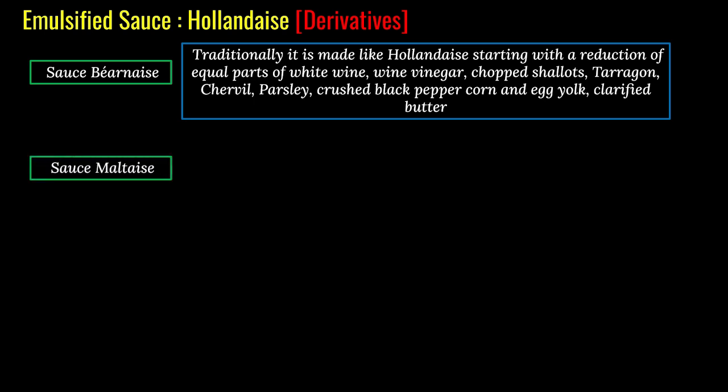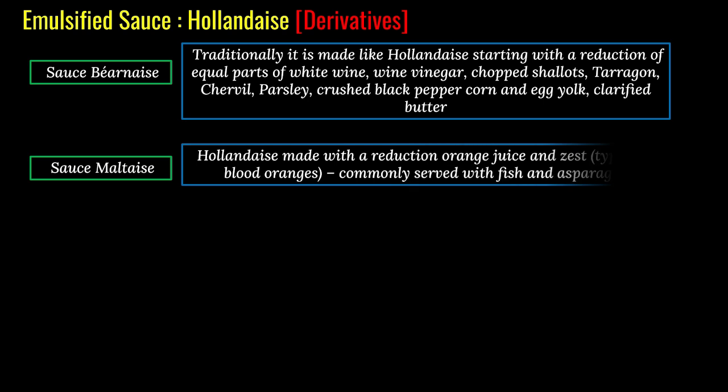Another one, sauce Maltese. Hollandaise sauce made with a reduction of orange juice and zest. Zest is what? It is the outer ring or the skin of the orange. And what kind of orange is used? Typically, blood oranges are used for this sauce. Commonly served with fish and asparagus. Fish and asparagus, that is a basic thing with which the sauce Maltese is served. Clear?